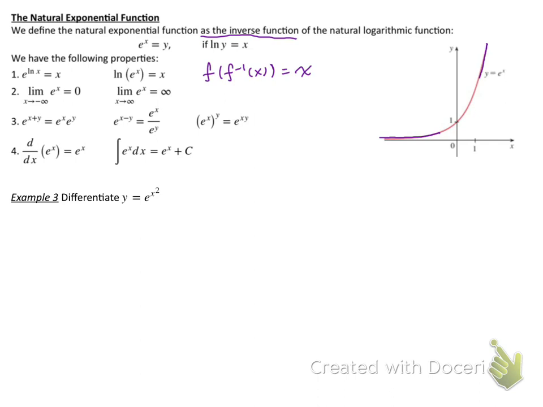Our next example: differentiate y equals e to the x squared. Here's the thing, when you have a chain of exponents, you read it from top to bottom. So x squared first, then e to the whatever power, which is x squared. So this is really e to the x squared power. It's not this. So for exponents, you take the topmost one first.